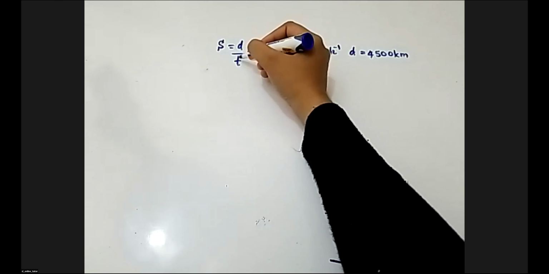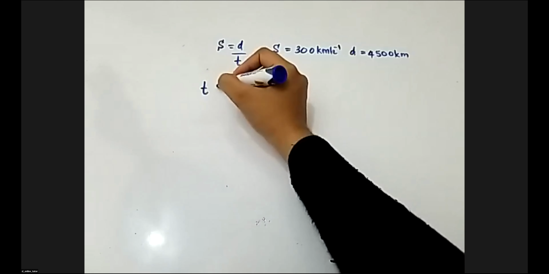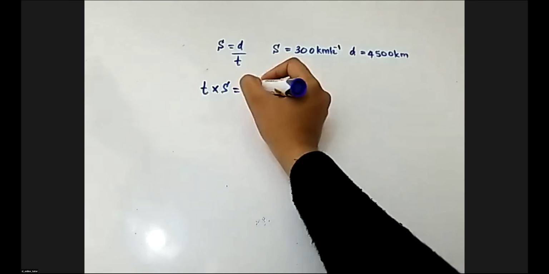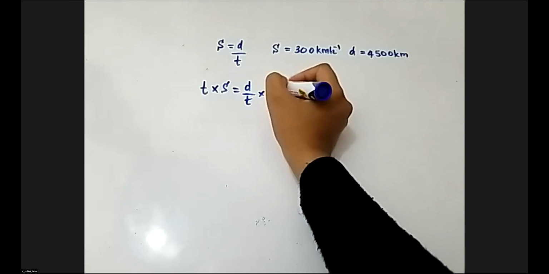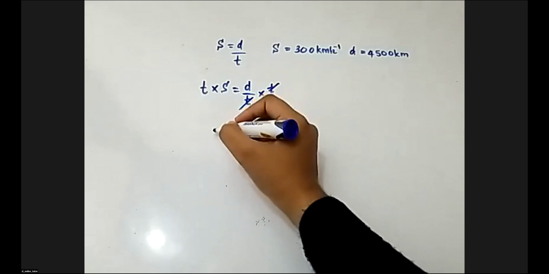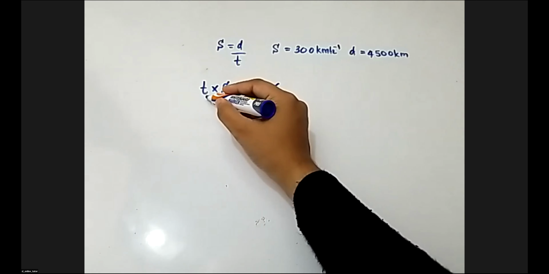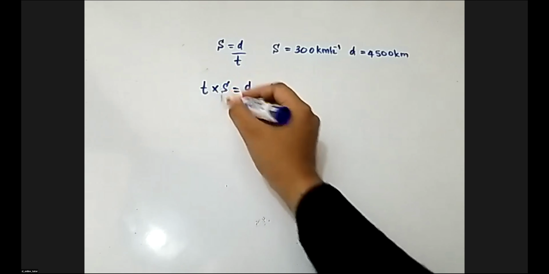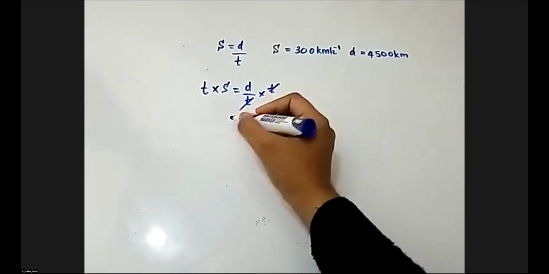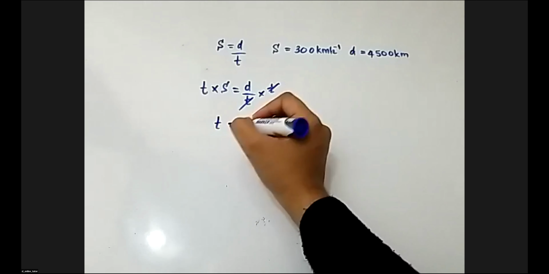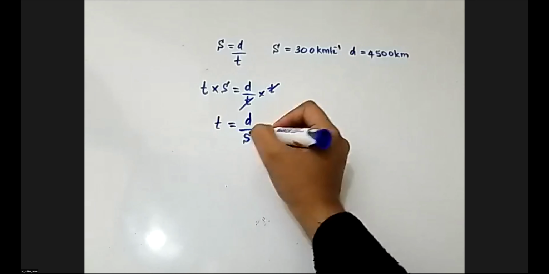T is below, so to take it up, we have to multiply. T into S equals D over T into T. T and T cancel. Now, still T is not the subject. You get T into S is D. To remove S, you have to divide both sides. Then you are getting D over S.